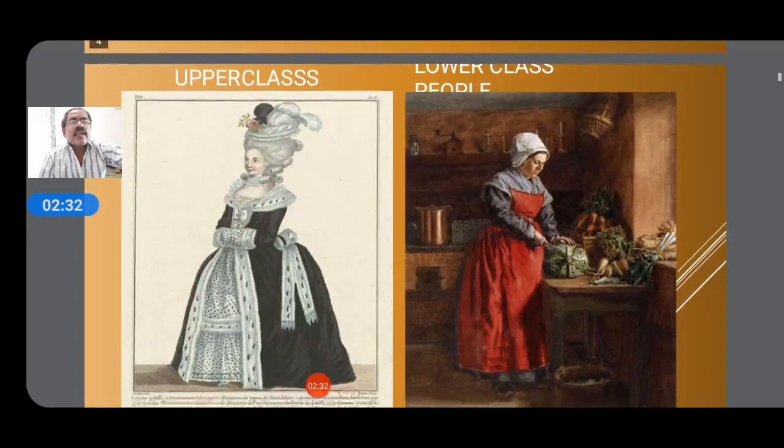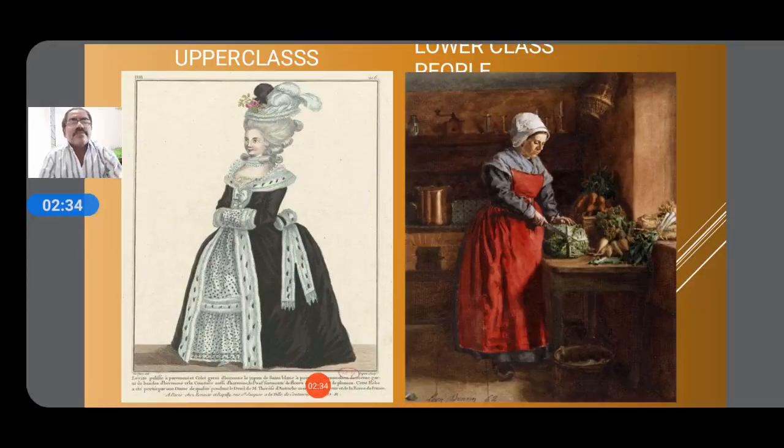Here you can observe an upper class woman and a lower class woman. You can identify the clear cut difference in their dress style also.